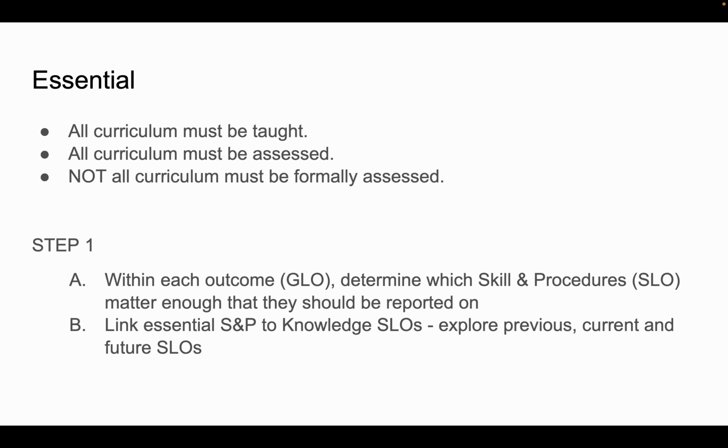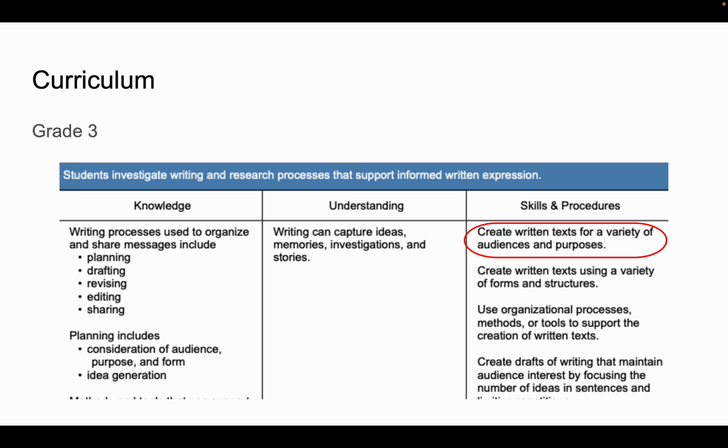And then once you have gone through each of the general learning outcomes and chosen the skills and procedures that matter enough to report on, we want you to go through those essential skills and procedures that you've chosen and then link them to the knowledge points or the specific learning outcomes. Make sure that we know the knowledge outcomes that tie to the skill and procedures outcomes, and especially looking at previous grades, your current grade, and then future grades of those knowledge points within the curriculum. I'm going to give you an example to make it make sense.